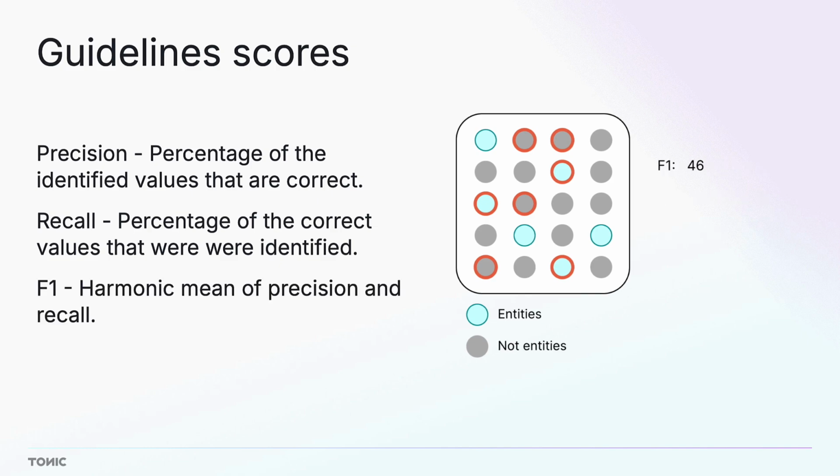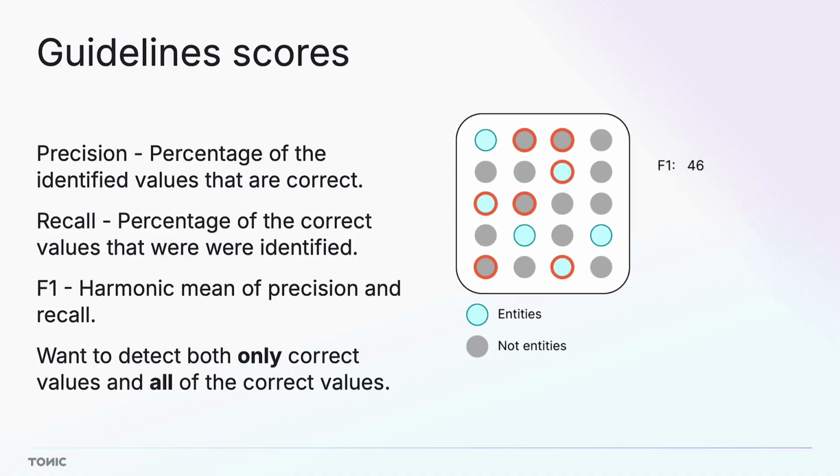And the F1 score is the harmonic mean of the precision and recall scores. The precision and recall scores should be balanced. The guideline should detect both only correct values and all of the correct values.